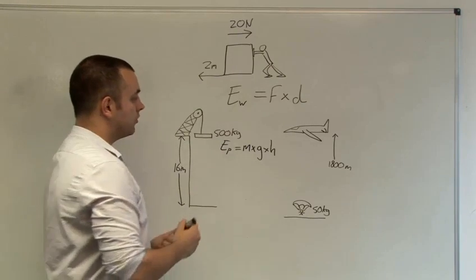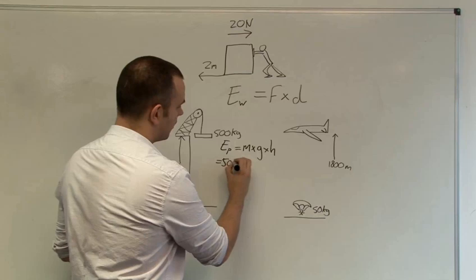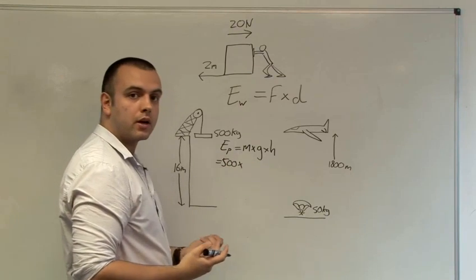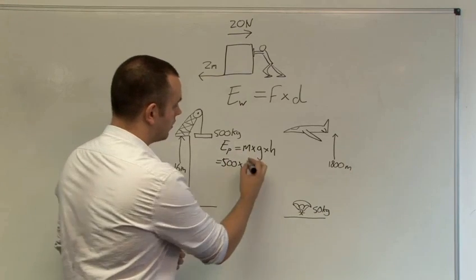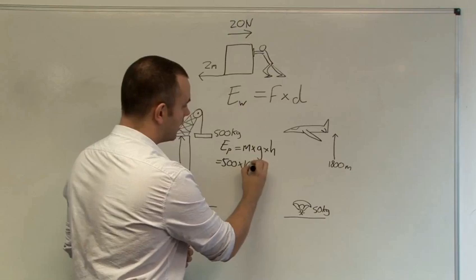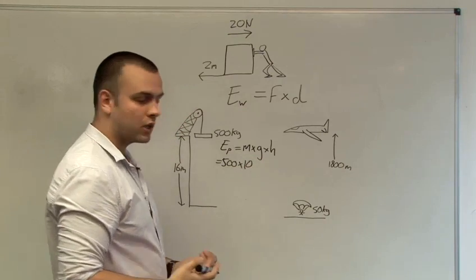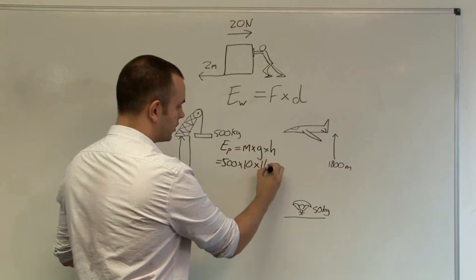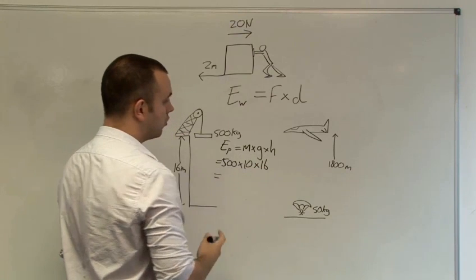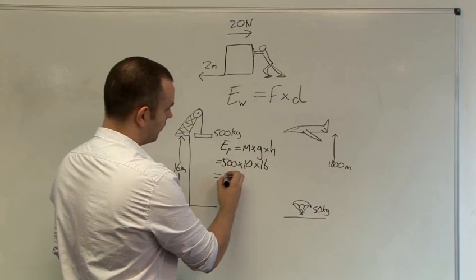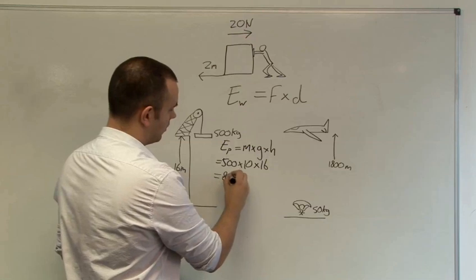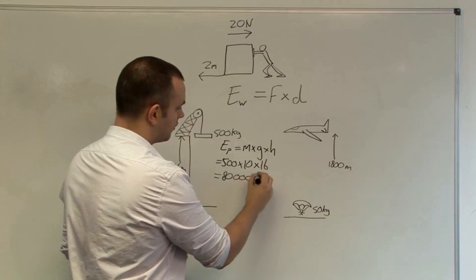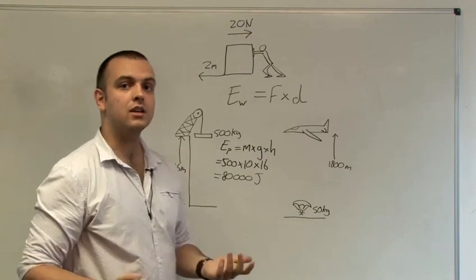So for this example, the mass, 500, multiplied by the acceleration due to gravity, which I'm going to use the simple value 10 here. If you want to be more precise, it's 9.81. This keeps the sums easier. Multiplied by the height over which it's moved. This gives us a total of 80,000 joules.